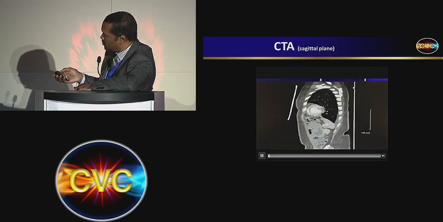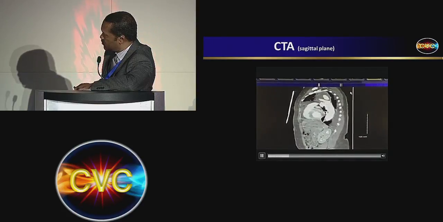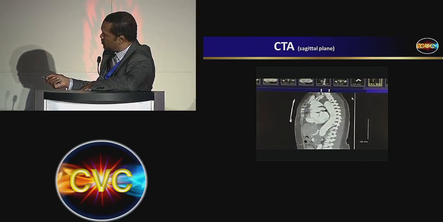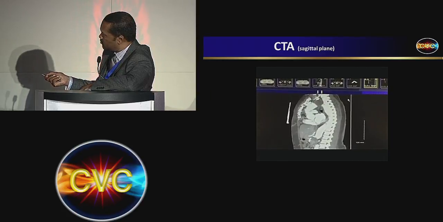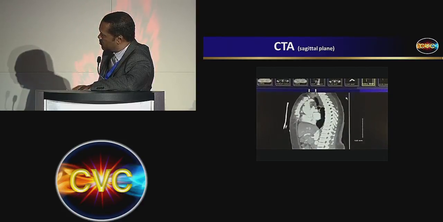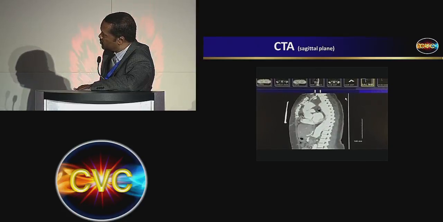And can we play this? So these are the sagittal views here on CT. And as you can see here, this hematoma is just extending a little bit. That's the left subclavian there. But the dissection, again, is right there at the level of the left subclavian, just distal there.